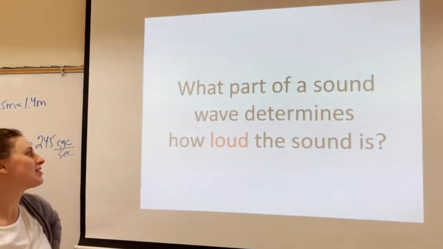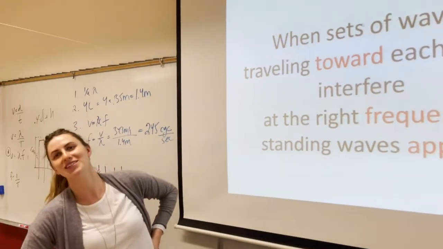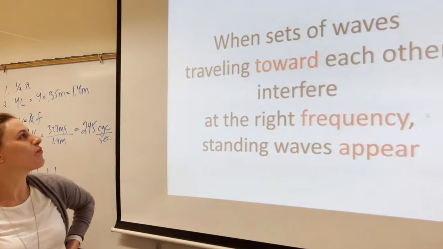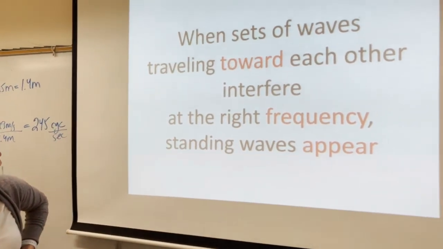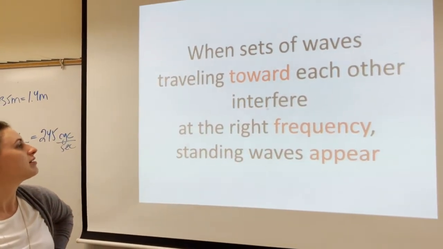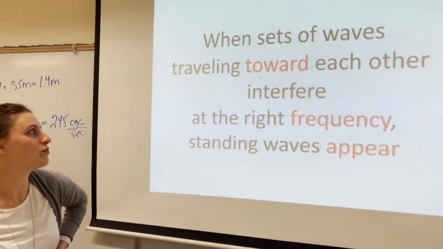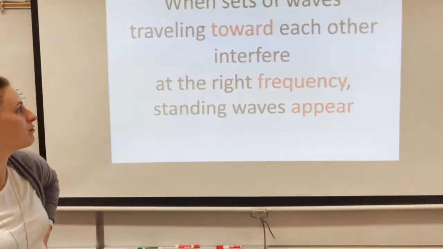Okay. What part of a sound wave determines... we talked about the amplitude. I can't believe we almost forgot to do that stuff again. Okay, so when sets of waves traveling toward each other interfere at the right frequency, standing waves appear. That's the big idea. That's what we are hearing: the standing waves interfering at the right frequency.